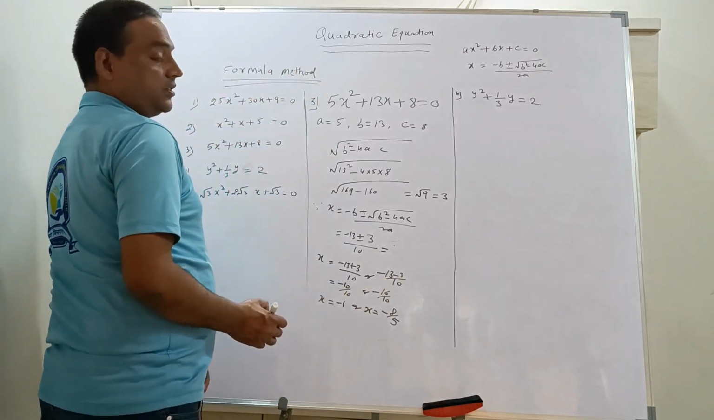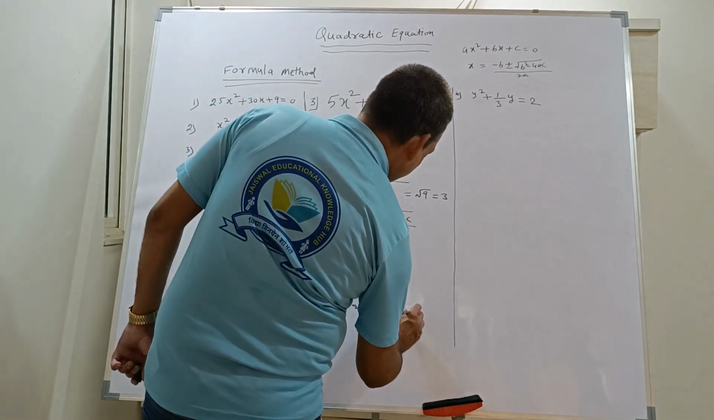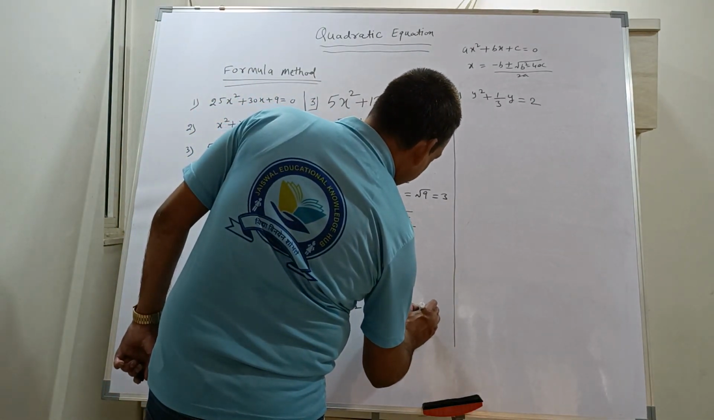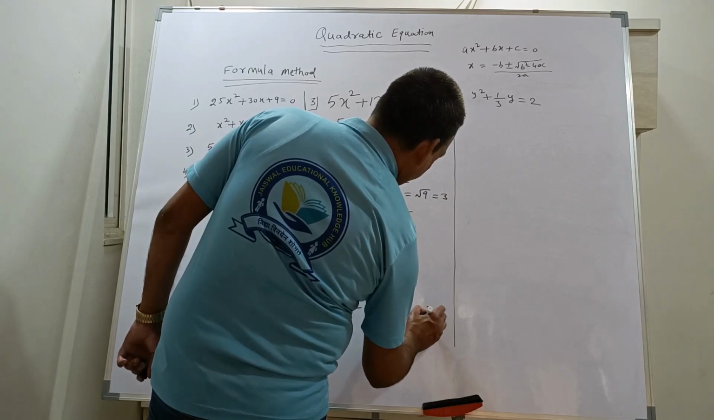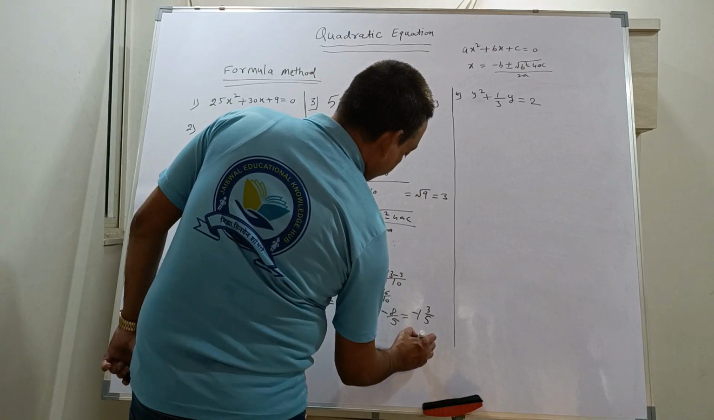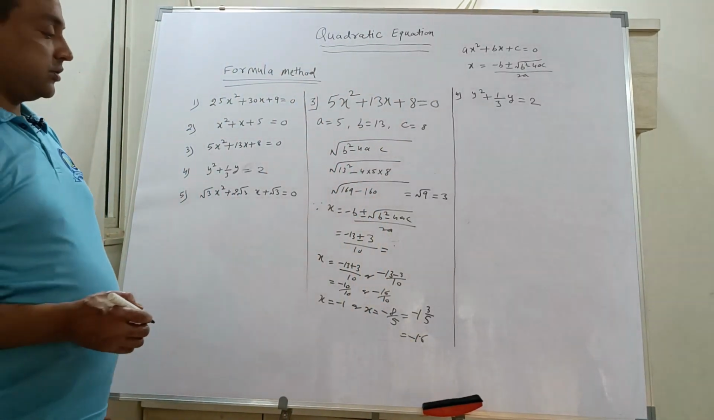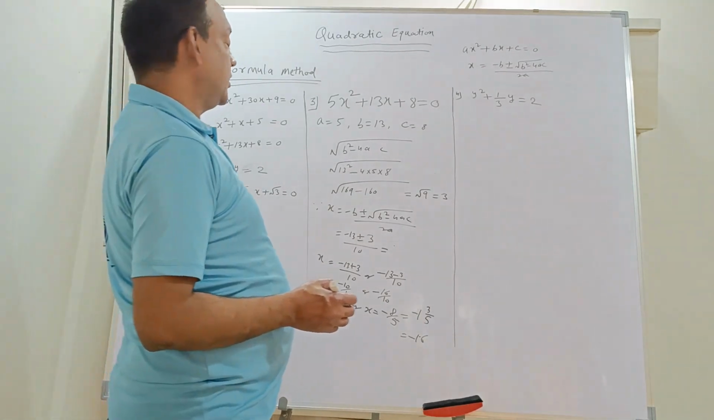You can write minus 8 upon 5, or you can convert into decimal, or you can convert into a mixed fraction, which is minus 1 3 upon 5, or you can write the answer as minus 1.6 also. So x is equal to minus 1, or x is equal to minus 1.6.